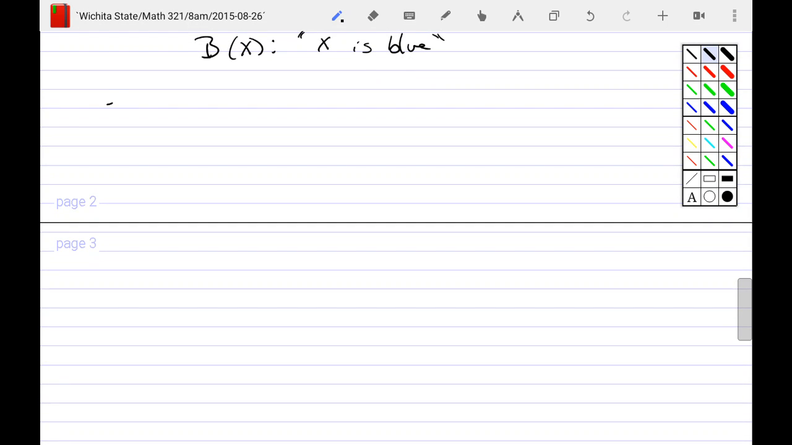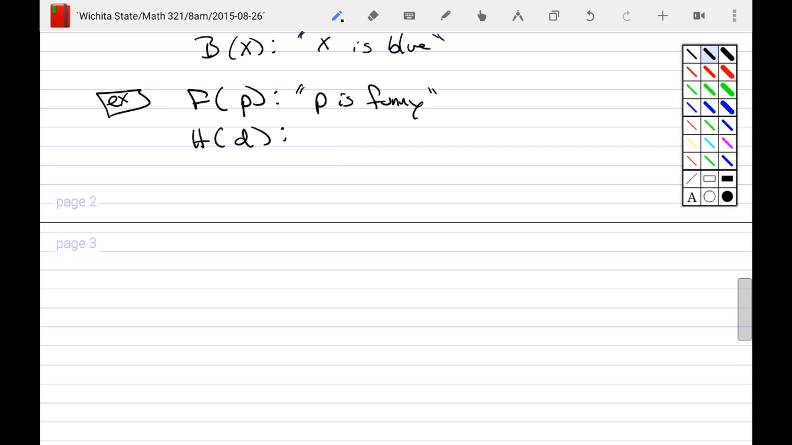Again, there are lots of different examples that we could do on this. F of, say, p denotes p is funny. We could do h of d denotes d is happy. Sorry, happy is what I was thinking about. Again, is that P actually P? No. It's a blank spot. I have to put a label of some sort.